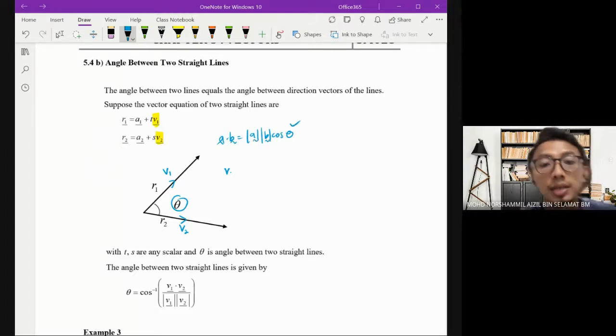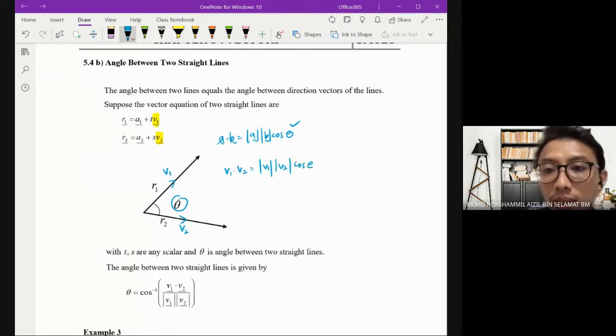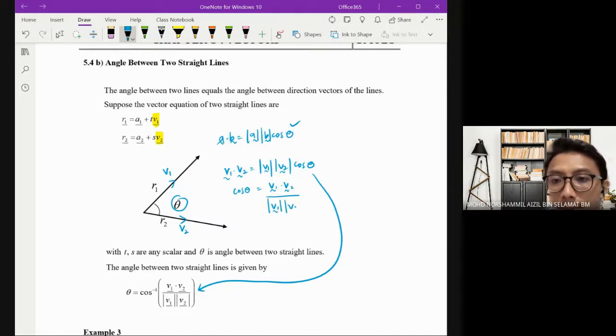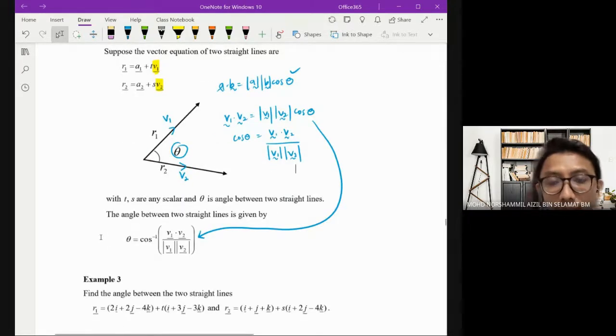But this time, the ones that control the straight lines are V1 and V2. So kita boleh buat V1 dot V2 will be magnitude V1, magnitude V2, cos theta. Okay. And then bila kita simplify, dia boleh jadi macam ni. So cos theta will be vector V1 dot vector V2 divided by the magnitude of V1 times magnitude of V2. So dapat cos theta. Nanti cos bawa pergi belakang lah. Shift cos lah. Okay, right? So that's the idea.